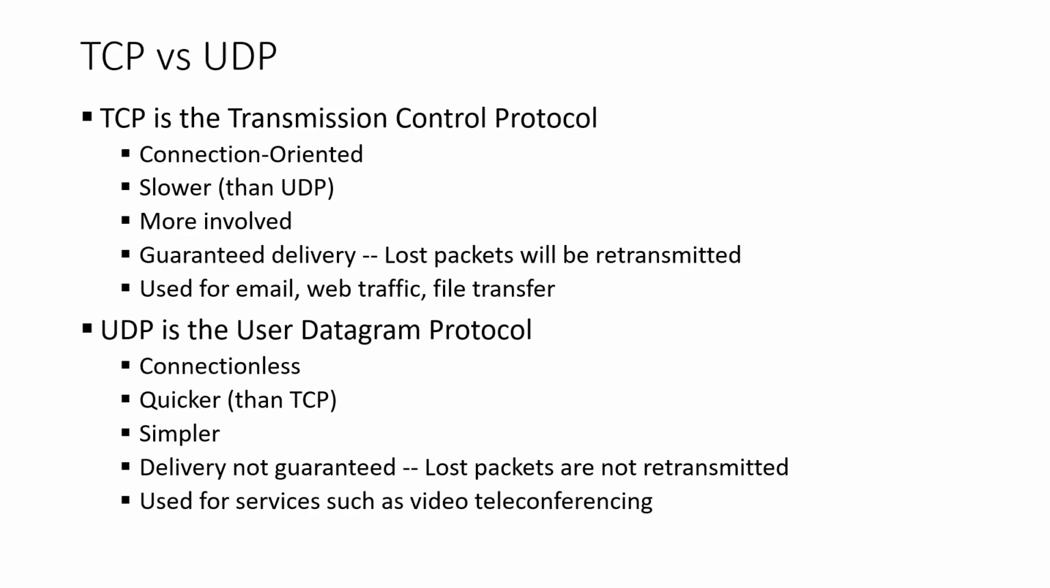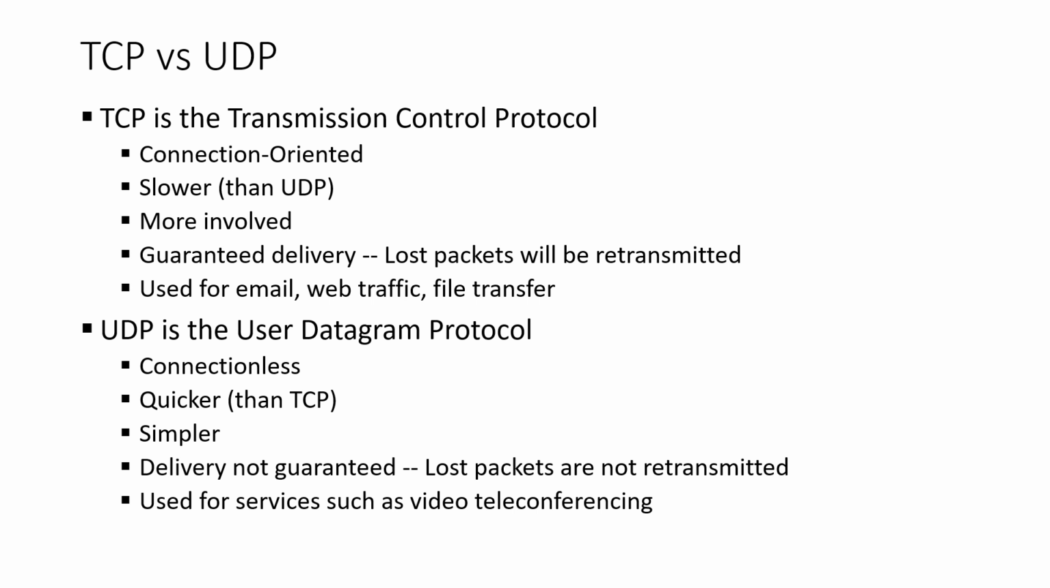Previously, we mentioned TCP and UDP. Let's take a look at them in a little more detail. TCP is the Transmission Control Protocol. UDP is the User Datagram Protocol. TCP is connection-oriented, which is what enables a guaranteed delivery of packets. A connection needs to be set up before transmission begins. This is what makes the transmission slower, but will also mean that lost packets will be retransmitted.